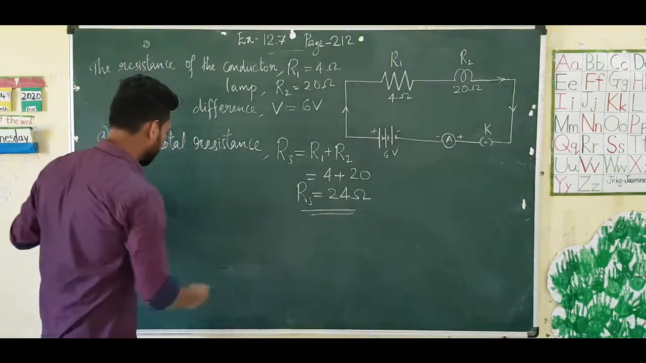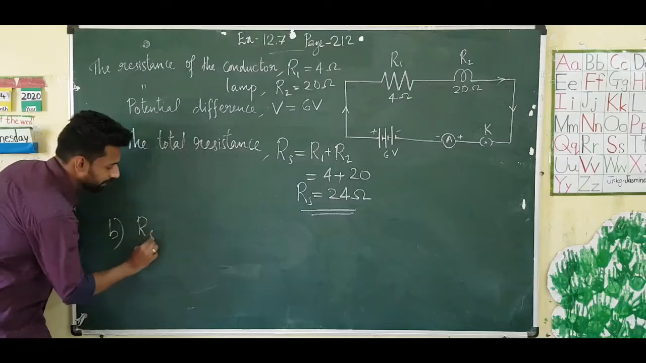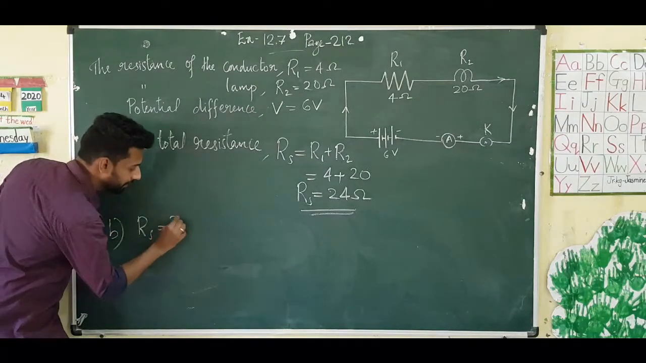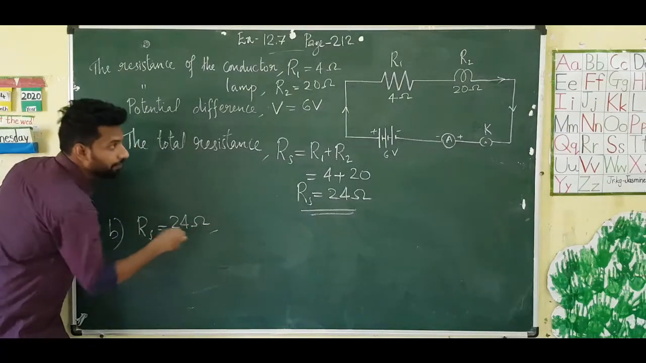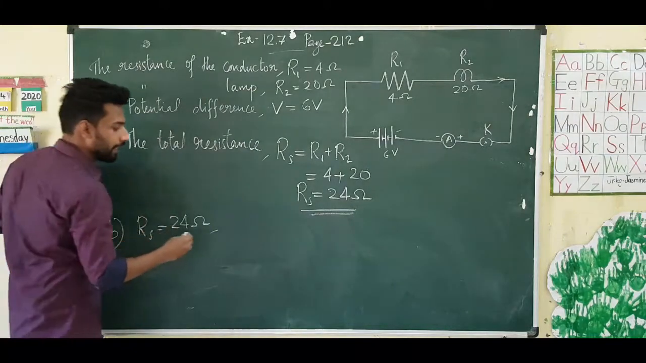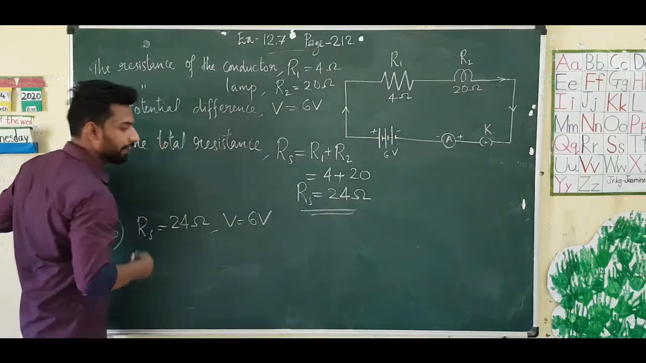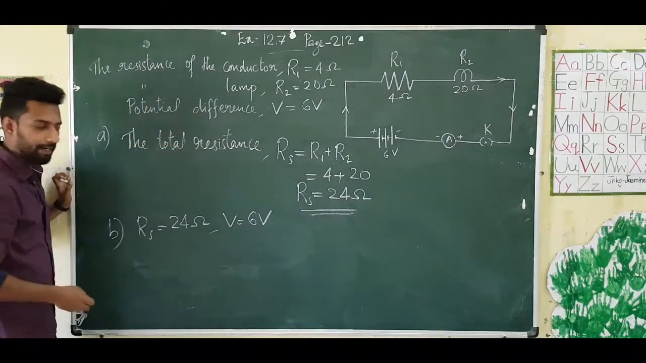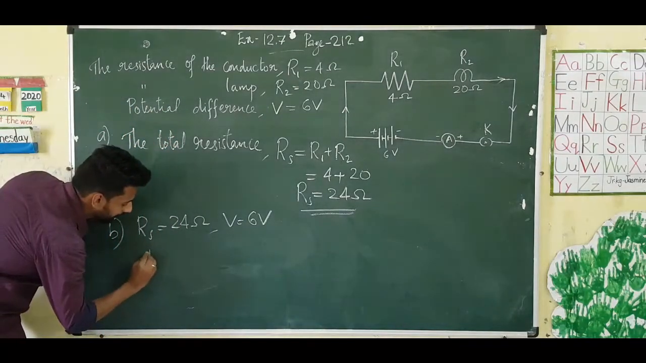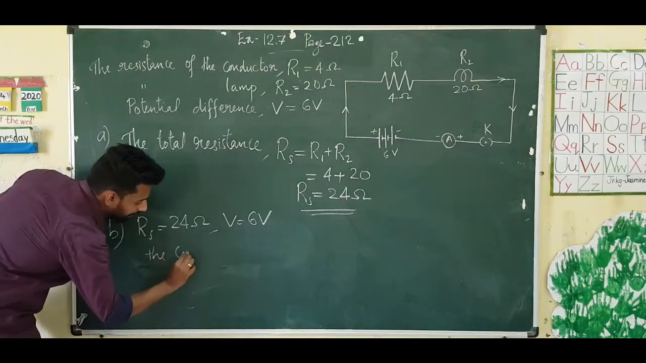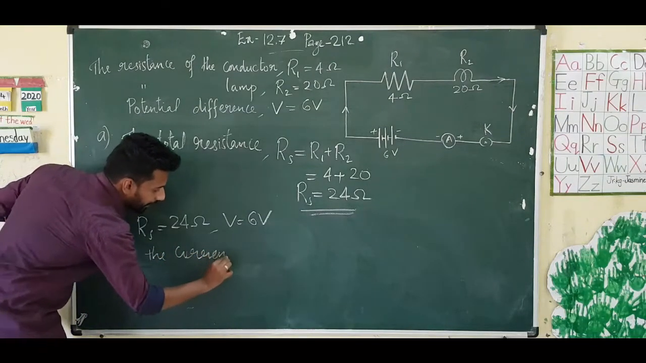So just write down the total values. Resistance Rs, that is the total resistance, is equal to 24 ohm. And what is the other quantity given? That is potential difference, V equal to 6 volt. Now we can find the total current, that is the current through the circuit.